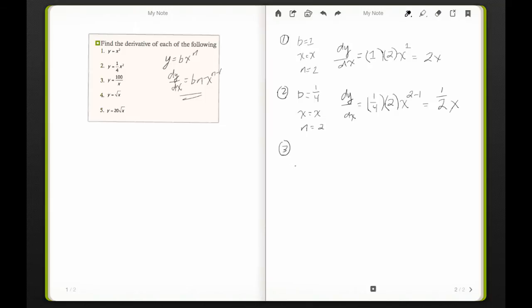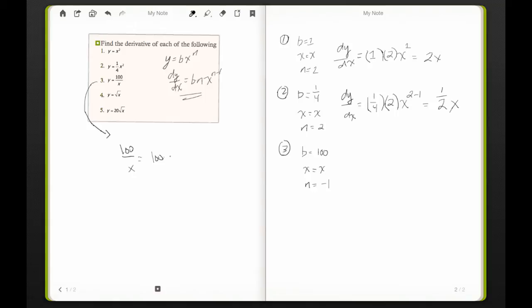y equals 100 divided by x. This one's a little bit trickier. My coefficient is 100. My x variable is what I'm taking the derivative with respect to. And my n is actually -1. Let me write an aside for this: 100 over x is the same thing as 100 times x to the -1. It's the same exact thing. So this is my n.